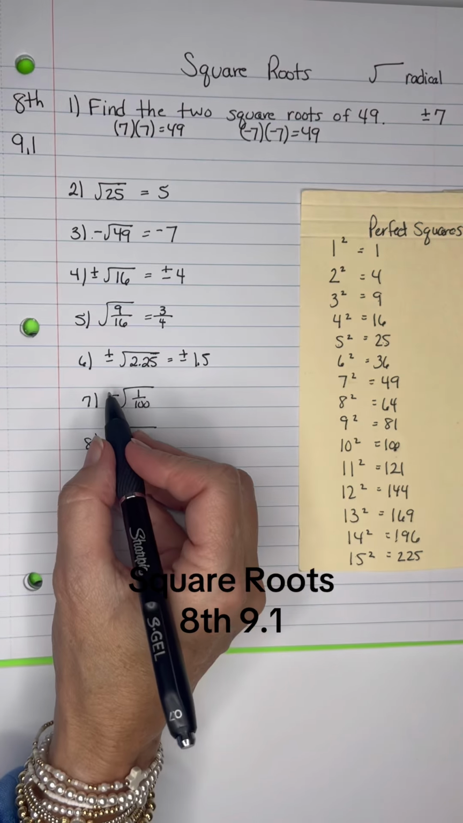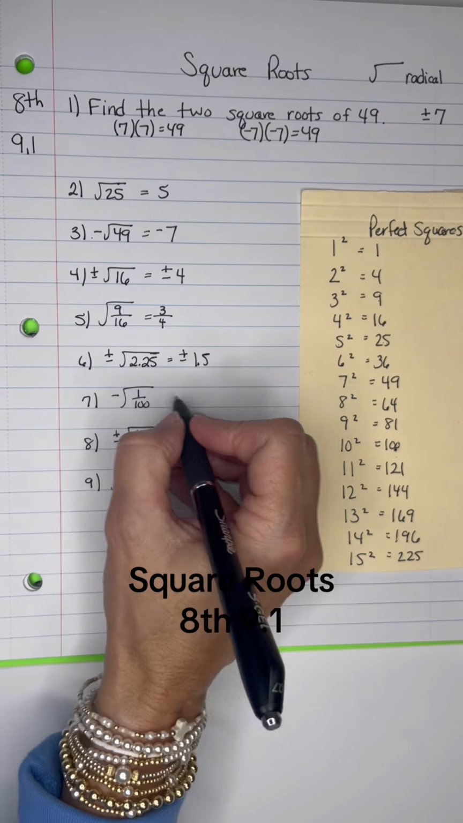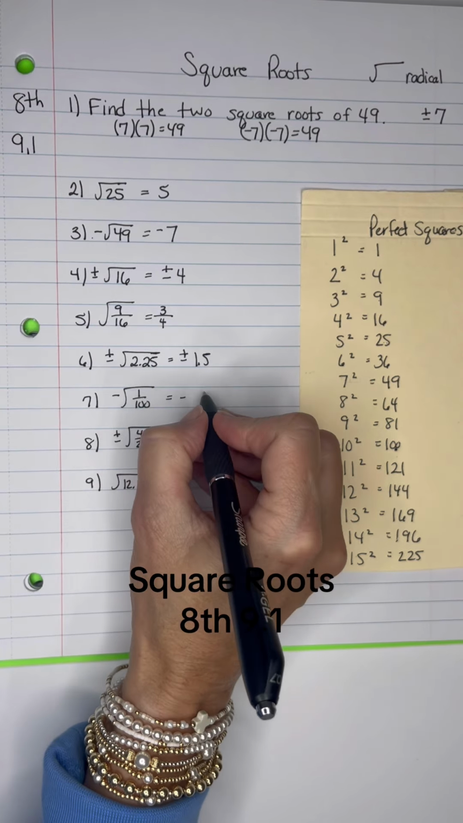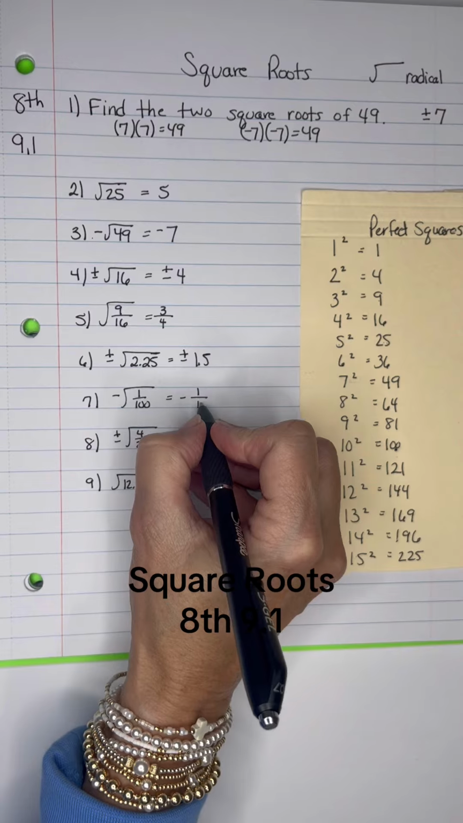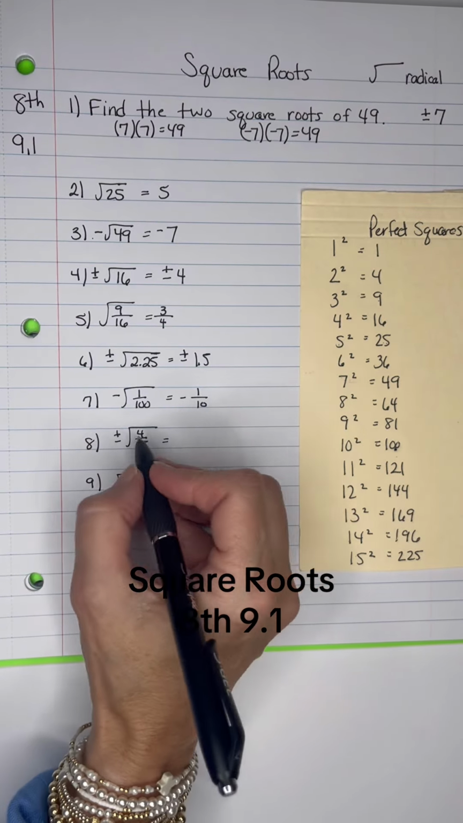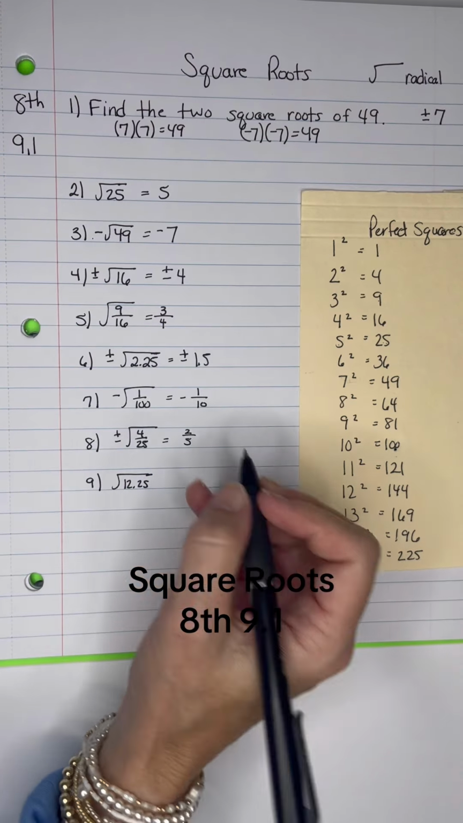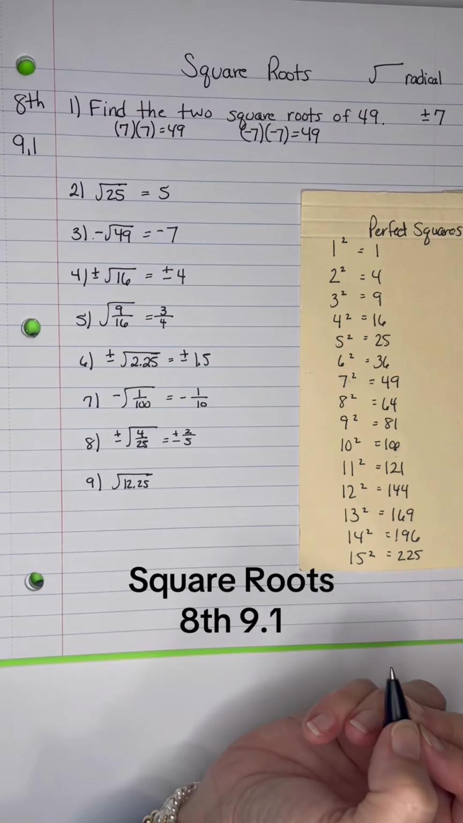Okay. We have the square root of 1 over 100, and both of them are perfect. So the negative, the square root of 1 is 1, the square root of 100 is 10. And then here, we're talking about positive and negative. The square root of 4 is 2, the square root of 25 is 5. So we got positive or negative 2/5.